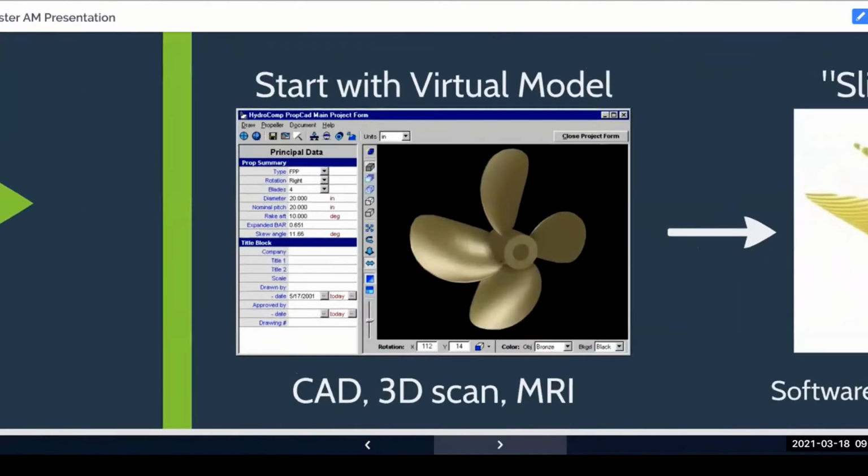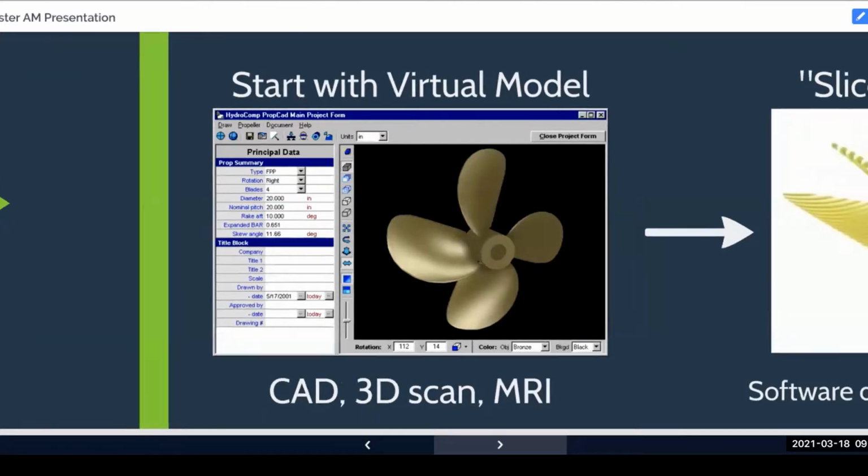So you start with a virtual model. You can get this through CAD, obviously, and really it's any CAD program that creates a 3D model. You can create it from scratch. You can take a scan. You can take a scan and modify it in CAD. In the case of medical applications, you can take MRI data, and you can generate a 3D model.